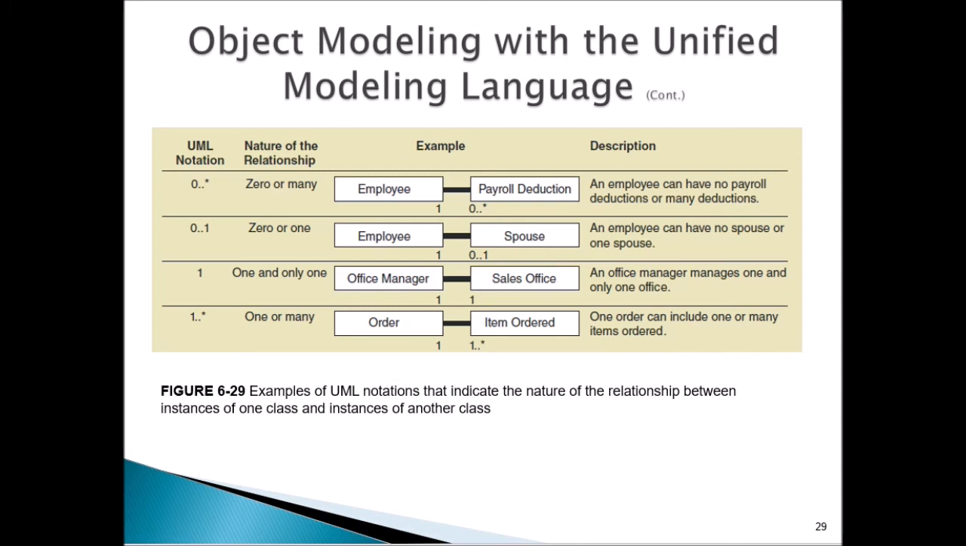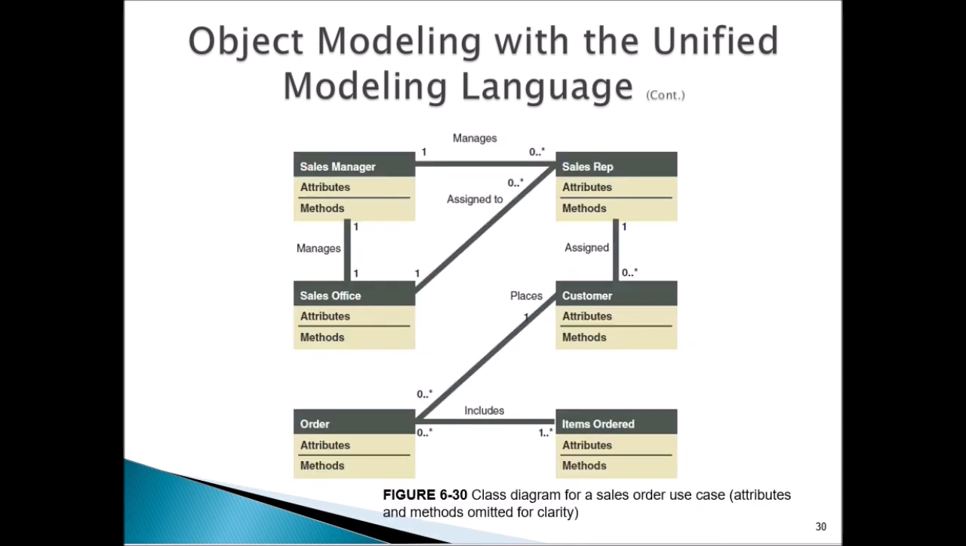Here are some examples of that with the class order use case. And you could have the attributes and methods listed here. It would make this a little large to fit on the slide, so it's been omitted.